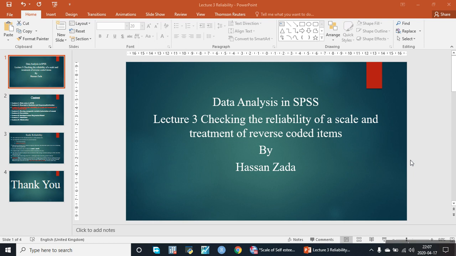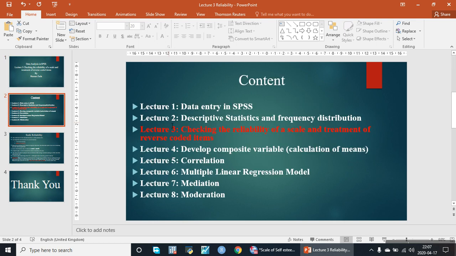Today we will discuss lecture number 3 of data analysis in SPSS, that is checking reliability of a scale and treatment of reverse coded item. In the previous two lectures we discussed data entry in SPSS in lecture 1, and in lecture 2 we discussed descriptive statistics and frequency distribution. And now we will discuss checking reliability of a scale and treatment of reverse coded item.